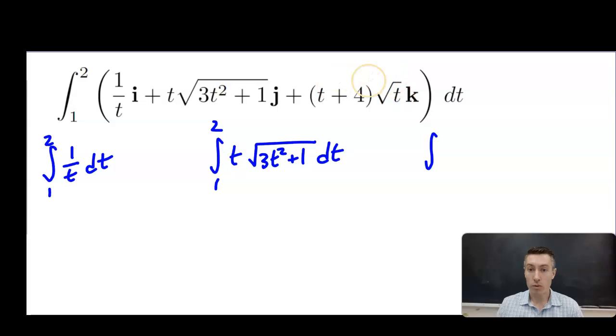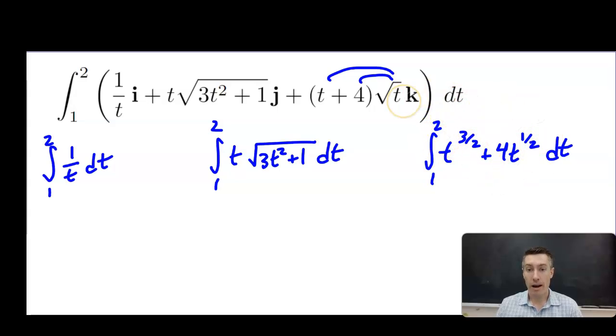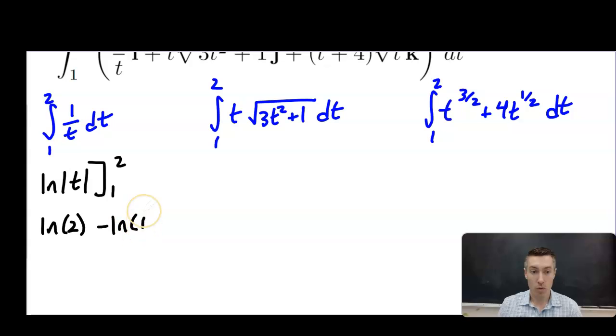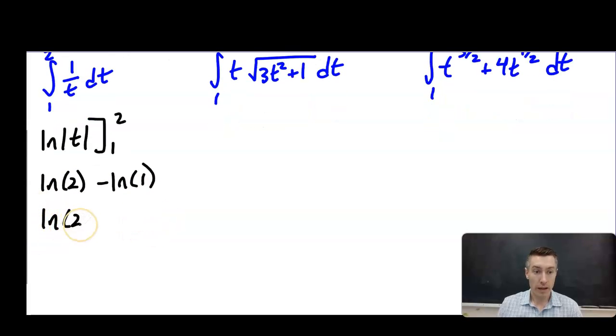So in this case, I'm going to distribute out the square root of t here before we do our integration. That's going to make it a little bit easier. So we'll have t to the 3/2 plus 4t to the 1/2 dt, 1 to 2. Right? That's going to just require the anti-power rule then if we complete that distribution. Okay, so now we integrate. So the integral of 1 over t is just the natural log of the absolute value of t, evaluated from 1 to 2. So we have natural log of 2 minus natural log of 1, which if we recall, natural log of 1 is 0. So just the natural log of 2 for our first integral.